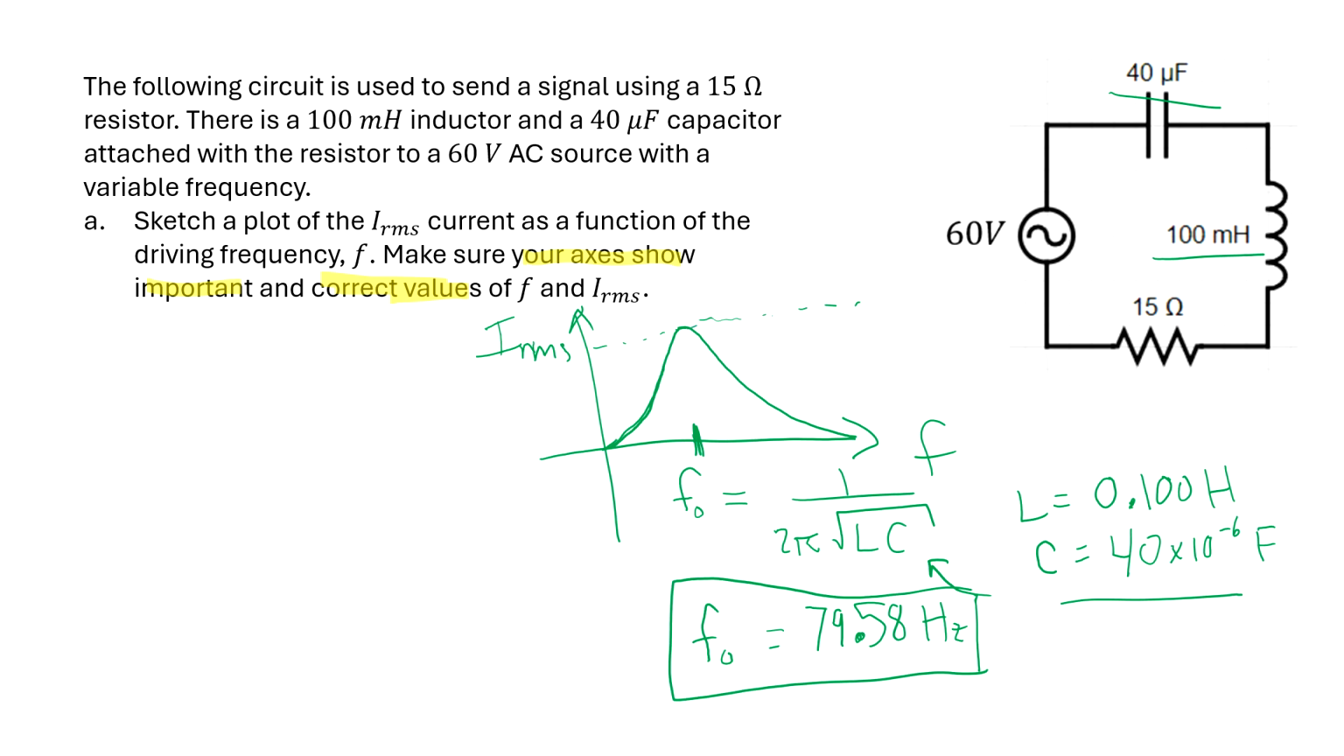What about this peak here? What's the value of the current there? That's another value which we can find out because at that point, at F naught, Z is going to be equal to the square root of R squared plus 0, because XL and XC are going to cancel each other out. And so it's going to be equal to R squared, and then you take the square root. So Z just equals R. And we can use that information to find IRMS, okay?